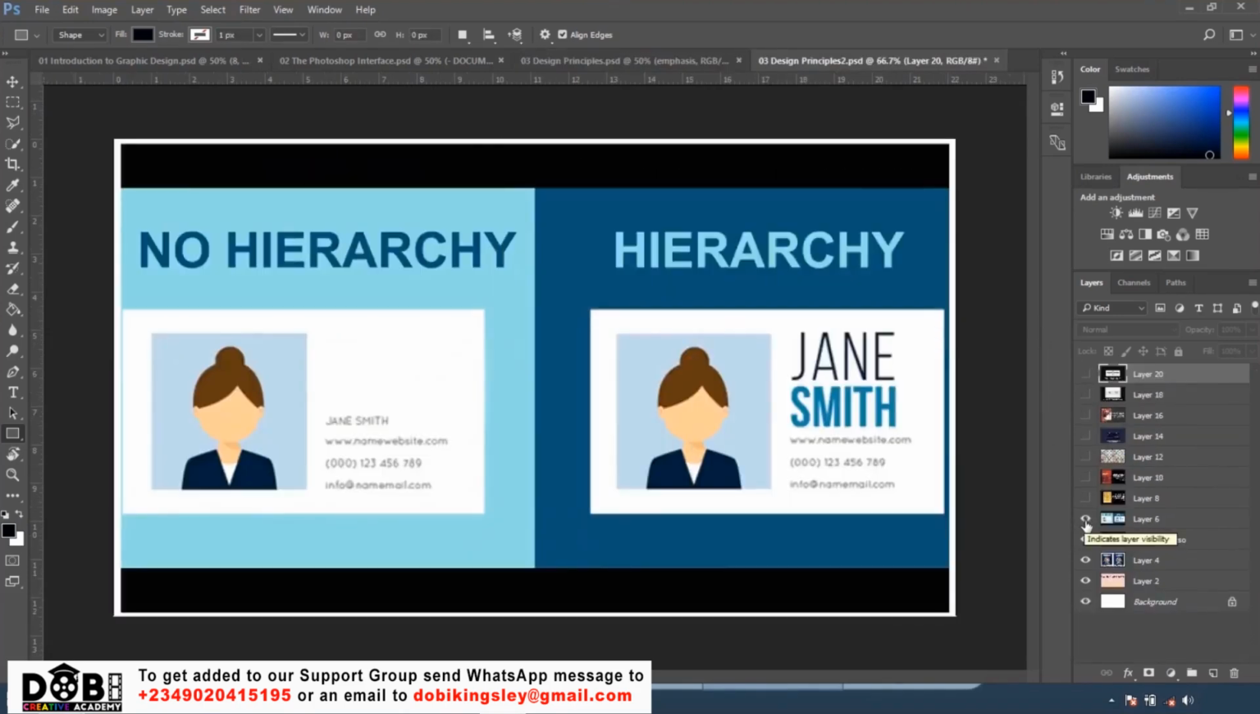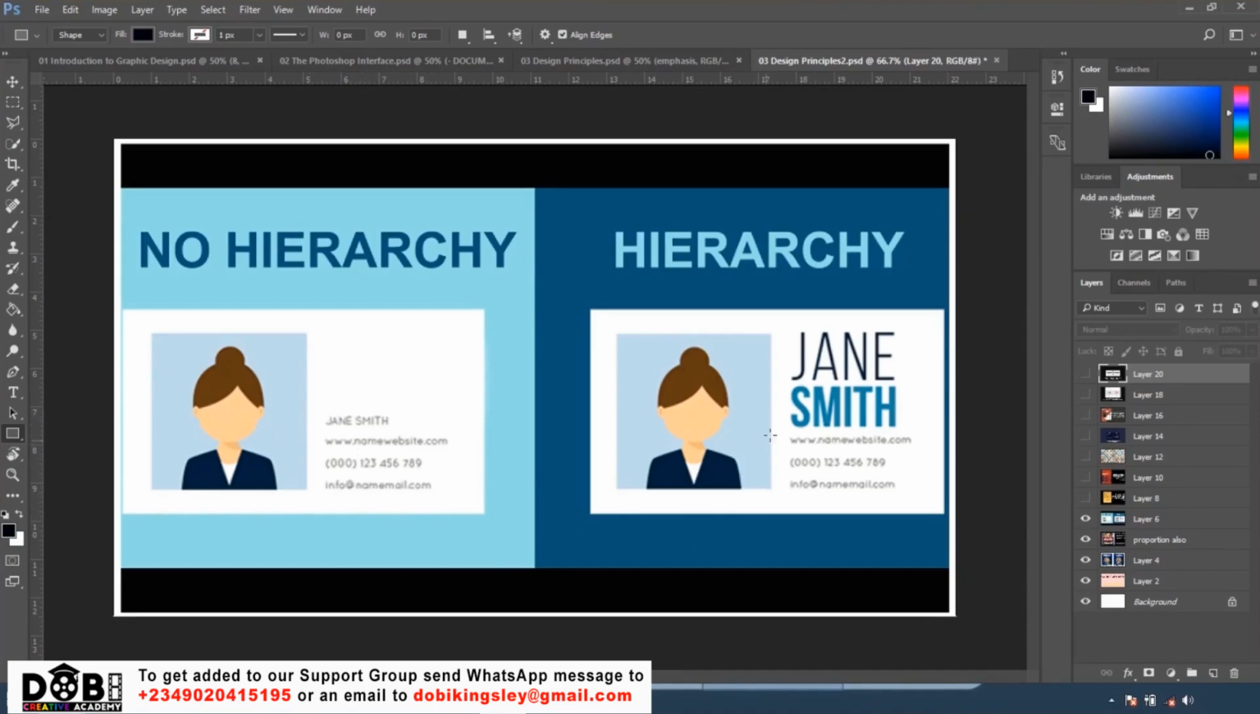I pulled this off the internet because it explains perfectly what the role of hierarchy is in design. As you can see on your left-hand side, the text here really has no hierarchy. So it's kind of boring. Beginner designers most of the time don't really know this. Now you have this information and you should be able to use it to your advantage.